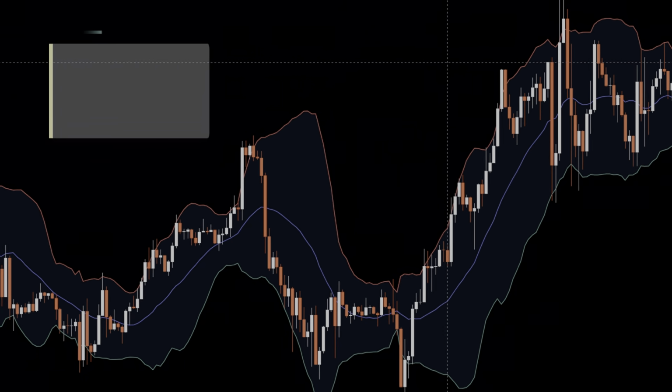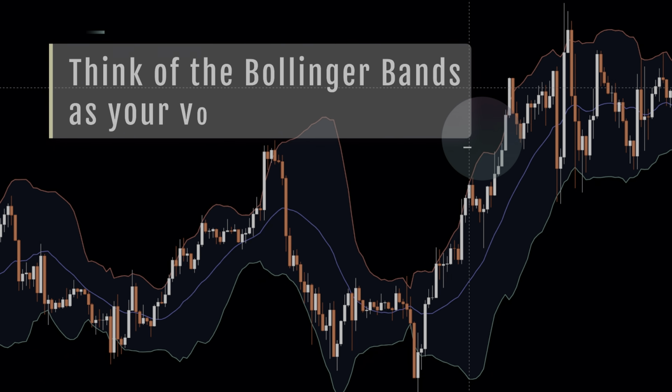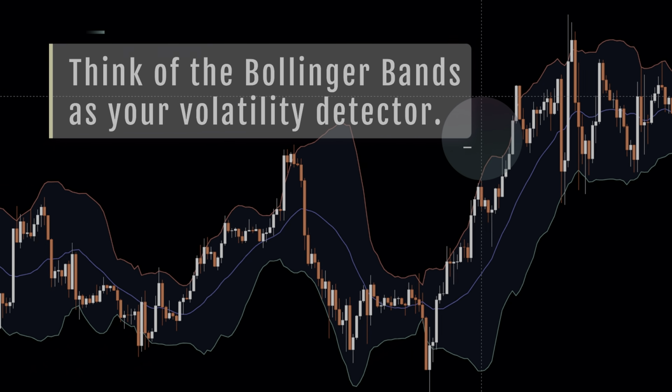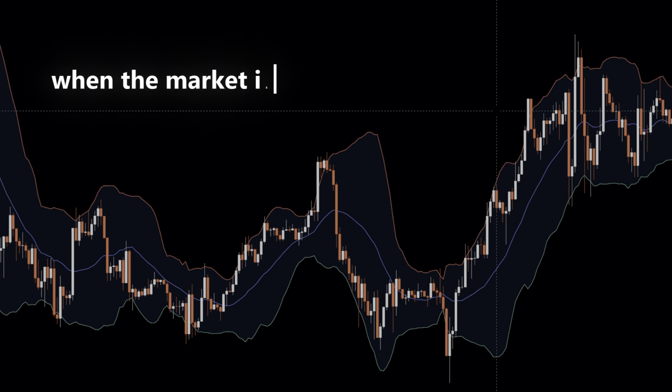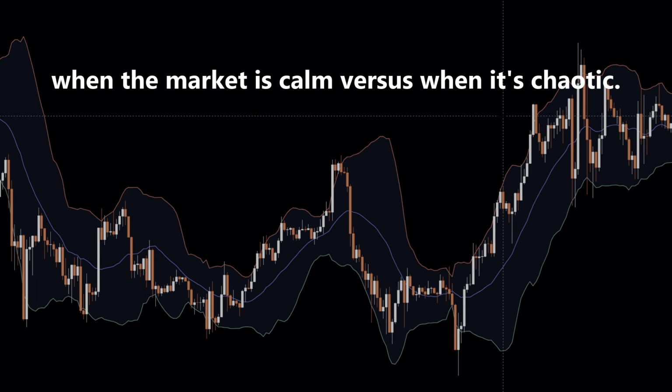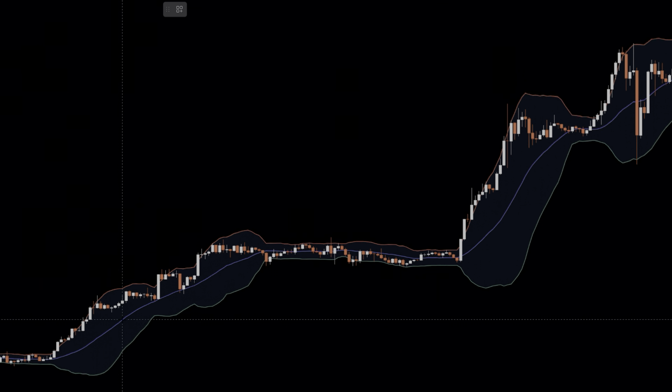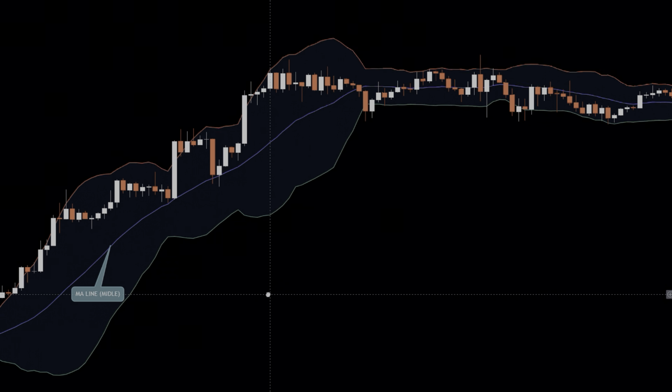Think of the Bollinger Bands as your volatility detector. Their whole purpose is to show you when the market is calm versus when it's chaotic. When you add them, you'll see three lines.